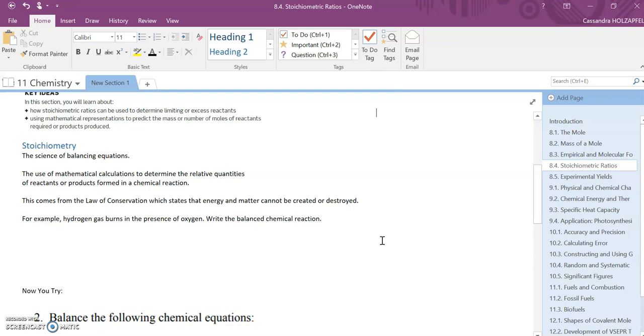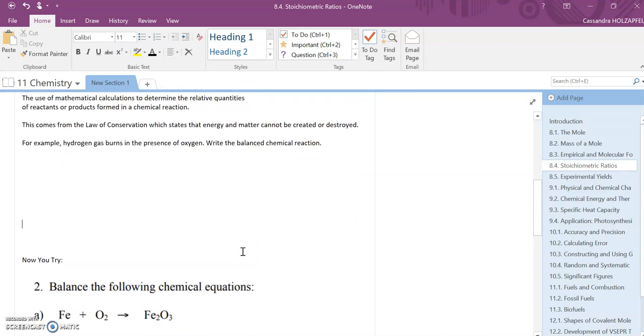So this is kind of the same thing with balancing chemical equations. I've got a really simple example to start off with. Hydrogen gas burns in the presence of oxygen. Write the balanced chemical equation.